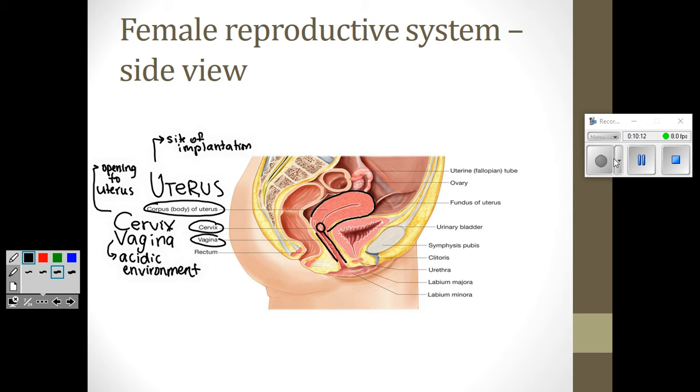The last thing on this side is over here. This is the rectum, and it's part of the digestive system. So it's not part of the reproductive system, but because it is directly adjacent to all of these structures, it's often portrayed in the picture, just so you know what you're looking at.